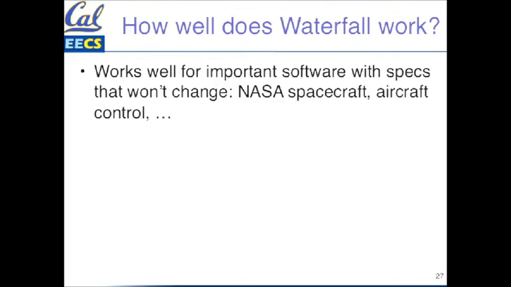How well does it work? It really works well for things that don't change fast, right? So NASA spacecraft, we're going to the moon, that's a classic one. Aircraft control, like the 747, you've got software in there, and you really want very tight specs, and that's not going to change.